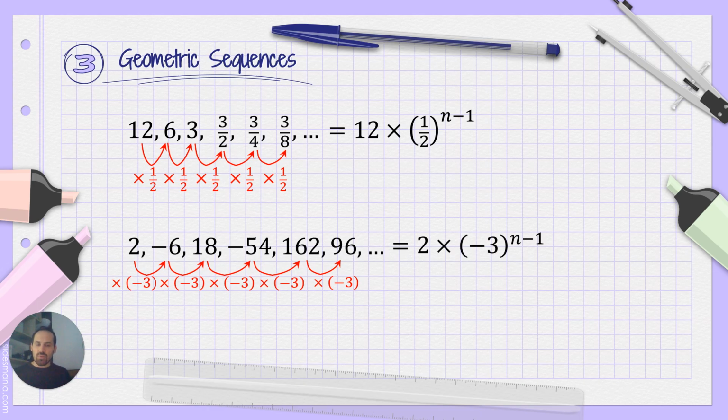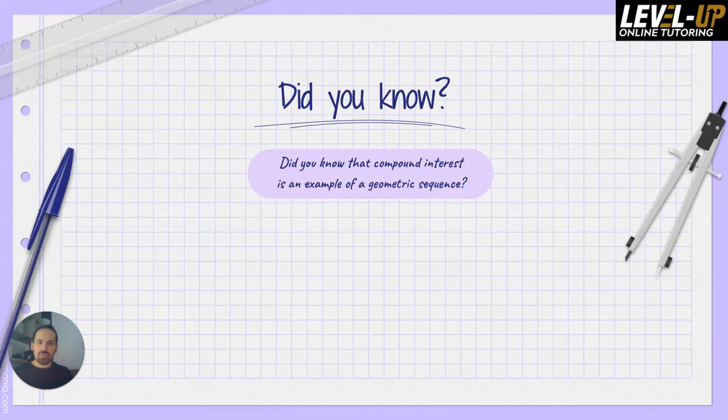And so we would get a similar equation like this: 2 times minus 3 to the n minus 1. And then again, we could answer various problems on that. So that's geometric sequences. So let's leave that there.